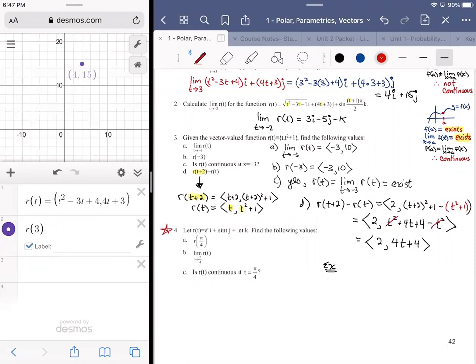All right, so let's say you have R of T plus H, for example. You know, we use sometimes H, sometimes delta X. You can use delta T if you want. Yeah, maybe we'll do that. Minus R of T all over delta T.